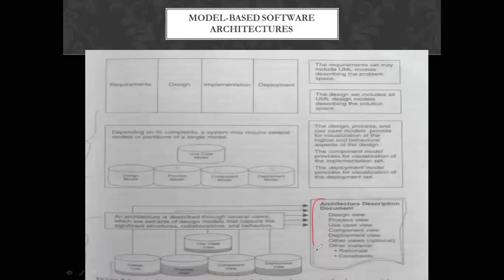These views you have to remember: design view, process view, use case view, component view, deployment view, and in which stage which view is working, that is being shown over here in this diagram. Design, process, and use case models provide for visualization of the logical and behavioral aspects. Component model provides for visualization of the implementation set, and deployment model provides for visualization of deployment set. So these things we will study one by one. What are they and what points you have to remember?